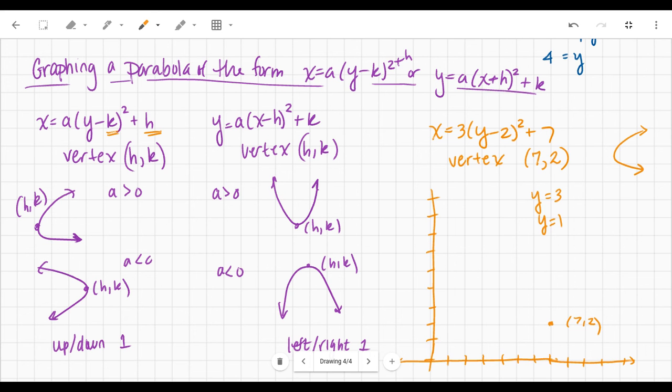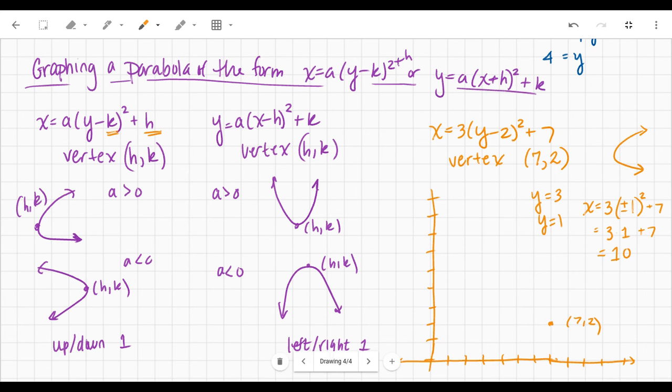You can see in the equation, if I plug in 3 for y, I'm going to have 3 minus 2 squared, which is 1 squared. If I plug in 1 for y, I'll have 1 minus 2 squared, which is negative 1 squared, which is the same thing. So x will equal 3 times either positive or negative 1 squared plus 7. It doesn't matter because when I square it, it's going to be 3 times 1, so it's going to be 10.